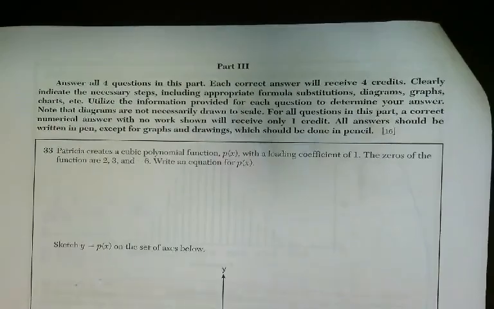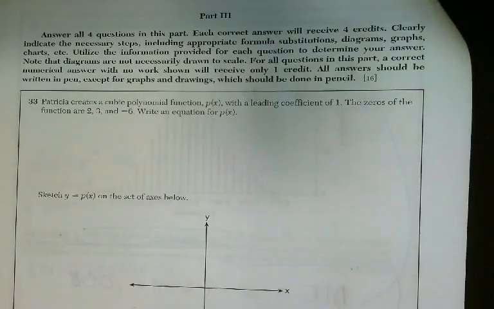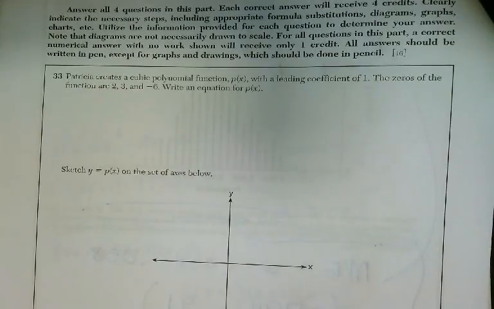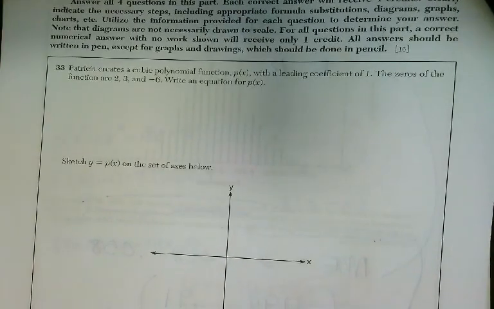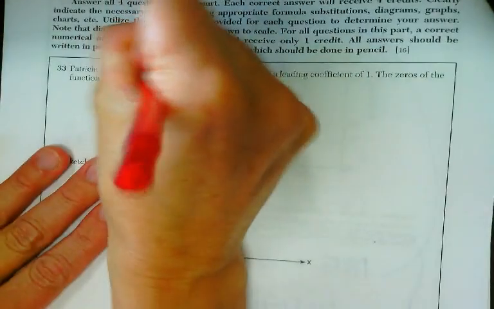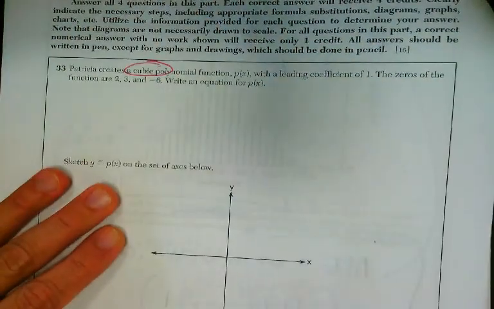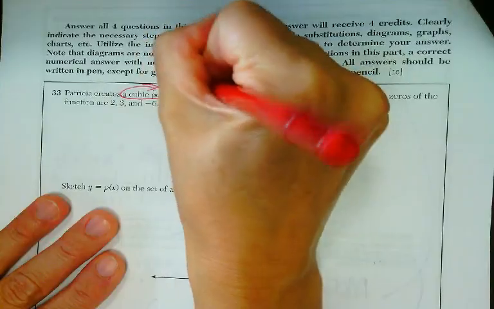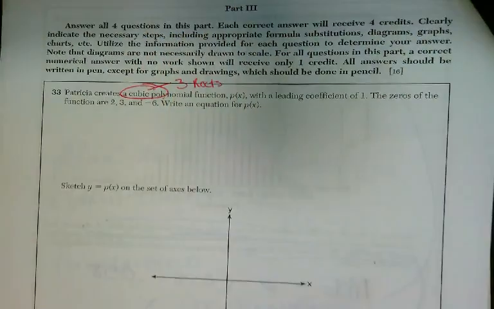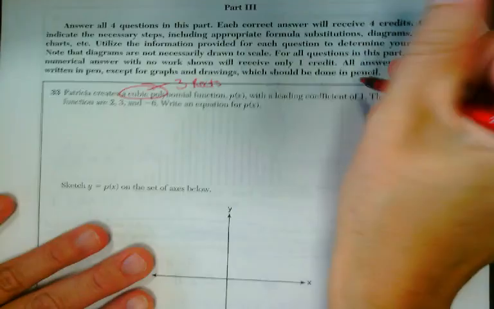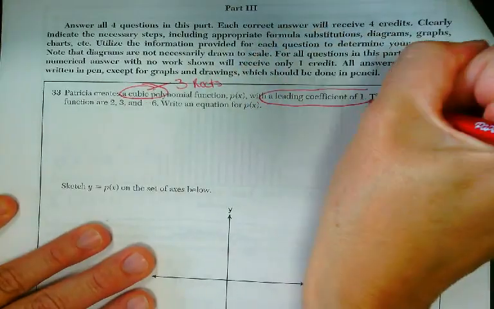Here's a quick one, 33. Patricia creates a cubic polynomial. So what should be going through your head when you hear cubic? 3 roots. Okay, so I'm thinking there's 3 roots, with the leading coefficient to be 1, so that's super important.